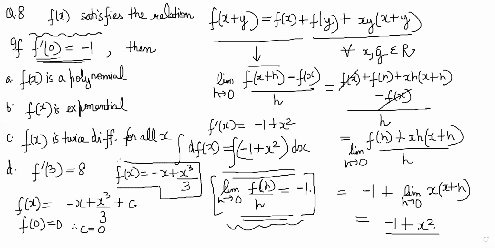Because we already know f of 0 is 0, put 0, 0 everywhere, right? C is 0, right? So f of x has become this polynomial function. This is right. It is twice differentiable. That is right. And find one derivative.